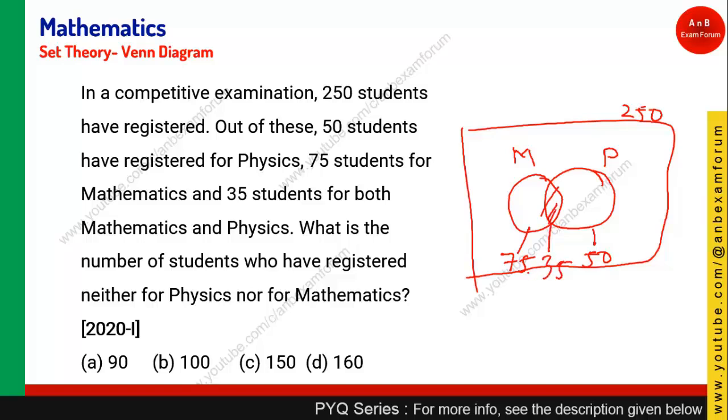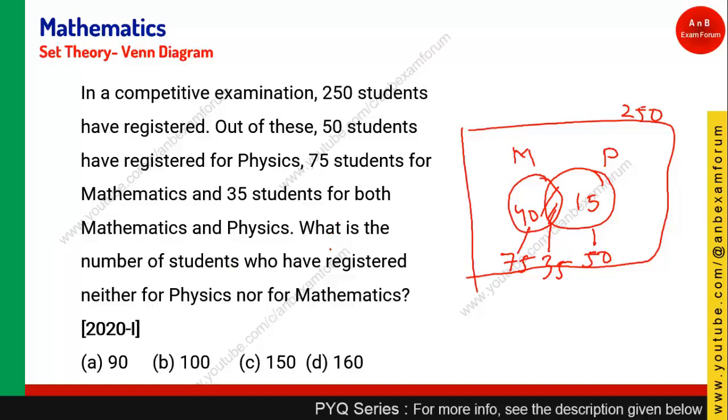So basically, how many students have only physics? Let's calculate it. 50 minus 35 is what? 15. So those students who have only physics as a subject are 15. And for only mathematics, 75 minus 35 is what? 40. So those who have only mathematics as the subject are 40.